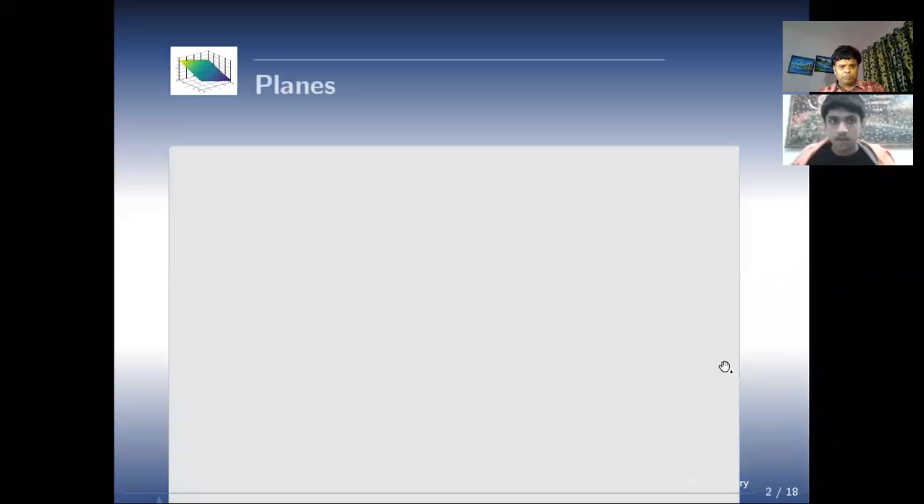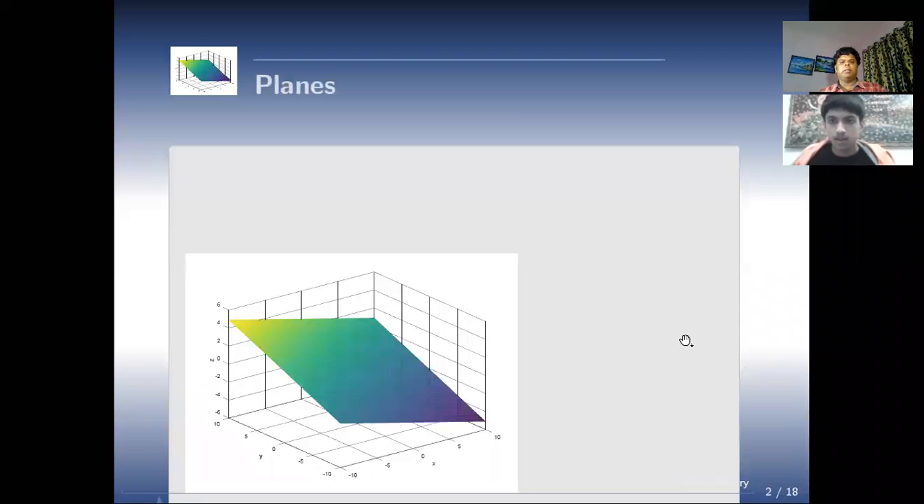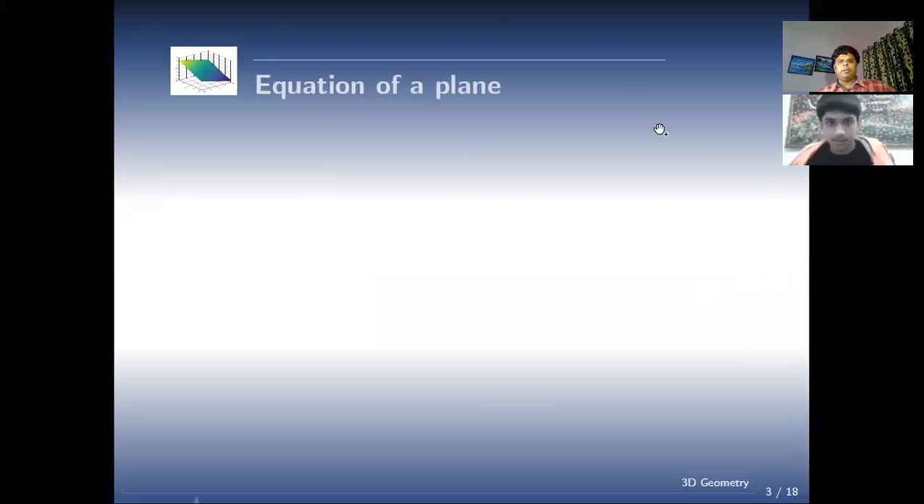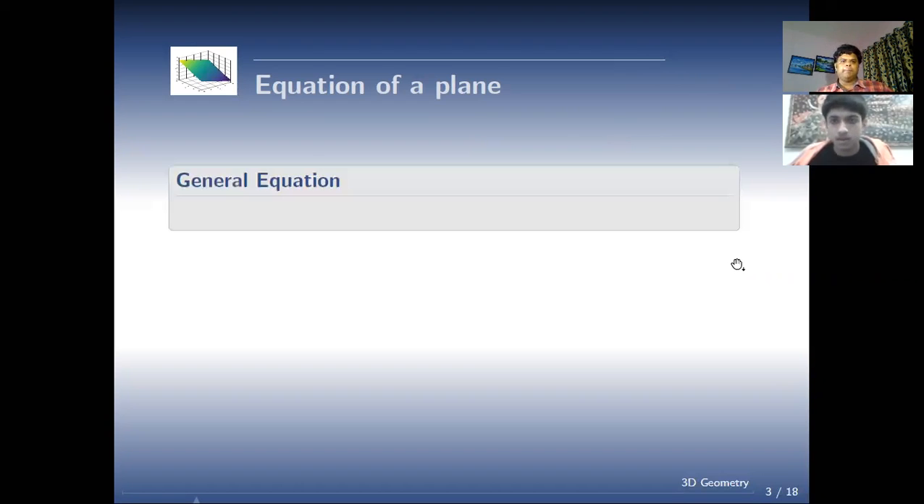Today, we'll be looking at planes. That will be our topic of discussion. We'll first review the equation of a plane, things that we've already covered. First is the general equation: ax plus by plus cz plus d equal to 0. This represents a plane in the most general form.